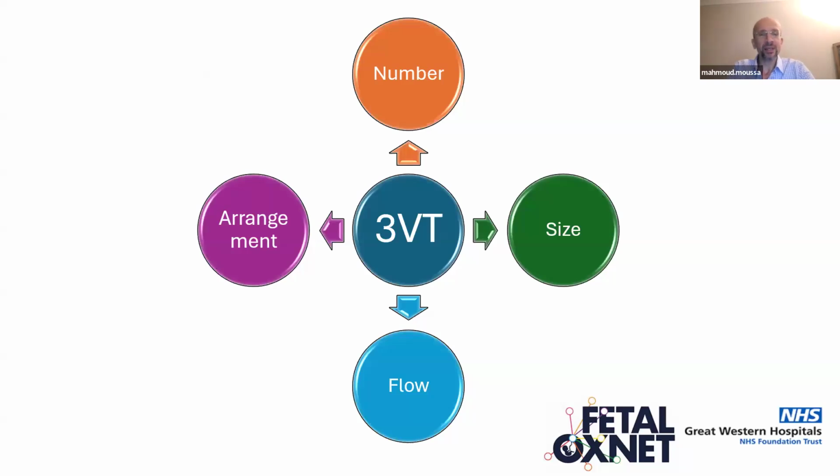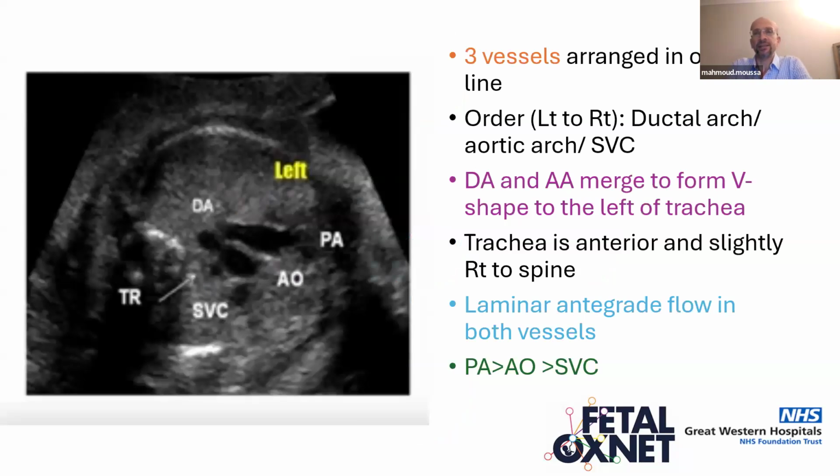If you want to examine the three-vessel trachea view, there are four main things you need to look at, which is going to be the number of the vessels you're seeing in that view, the size of those vessels and how they are arranged, and the flow into these vessels. And we'll go through this in a second.